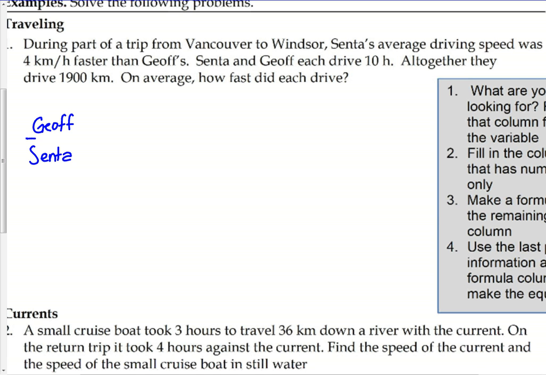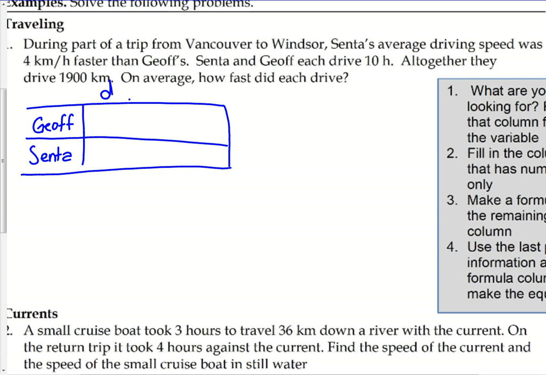Okay, so we're going to make a DRT chart with our two scenarios. So we have distance, rate, and time, one box each. And we know D equals RT. That's our first step. Now, what we want to do is define our variables and fill them in the box of whatever we're looking for.